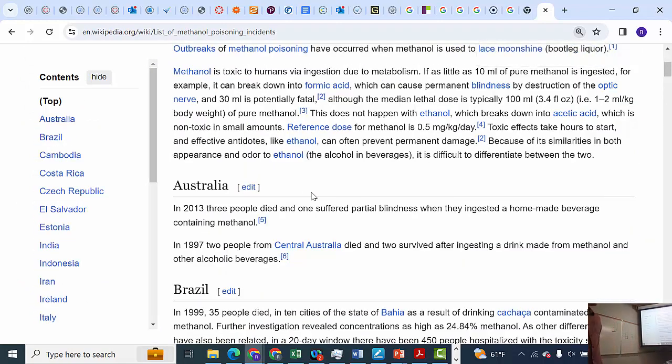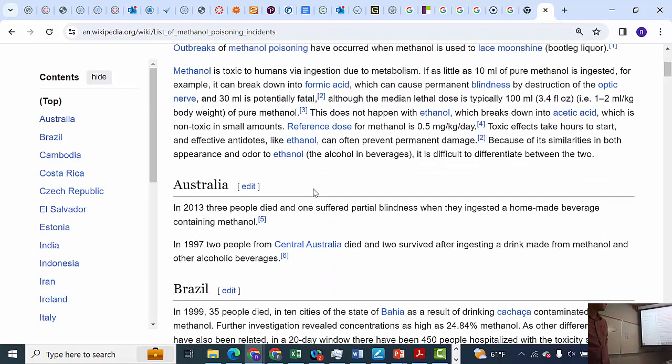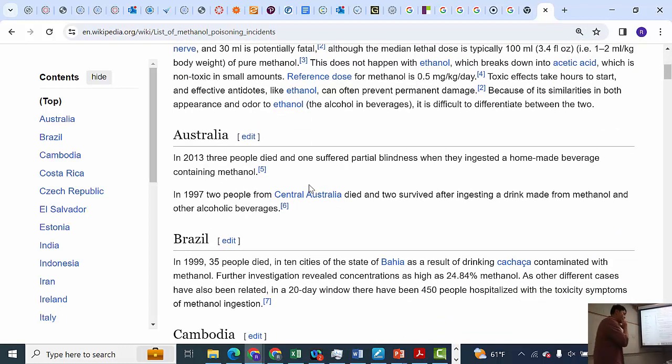So we'll look at some methanol incidents here. Like in Australia, in 2013, 3 people died and 1 suffered partial blindness. This is permanent. It's not reversible. When they ingested a homemade beverage containing methanol. Homemade beverage, yeah, wood is a lot cheaper than sugar, but the problem is you make methanol.